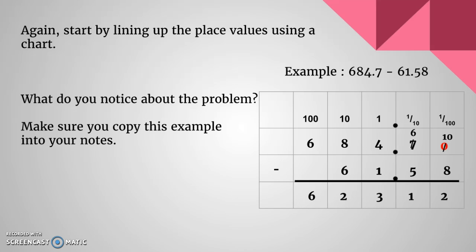Again, with our example, if you take a look, our decimal points are completely lined up here. And so where does our decimal go on our answer? It's going to go straight down. So our answer to this problem would be 623 and 12/100. Again, make sure you're copying these examples into your notes, and we're going to take a look and fill out your guided notes a little bit later together.